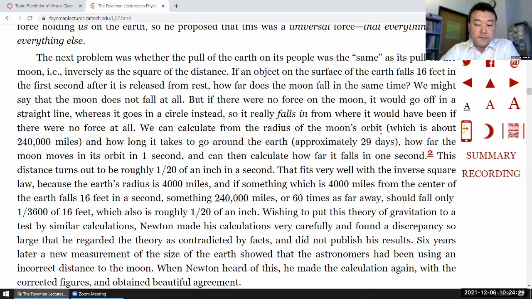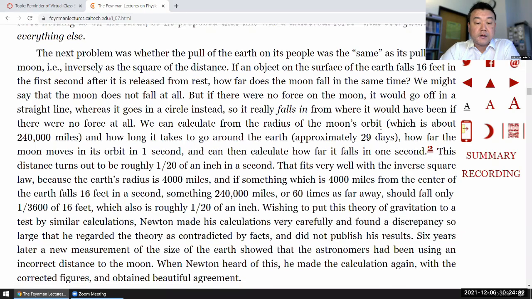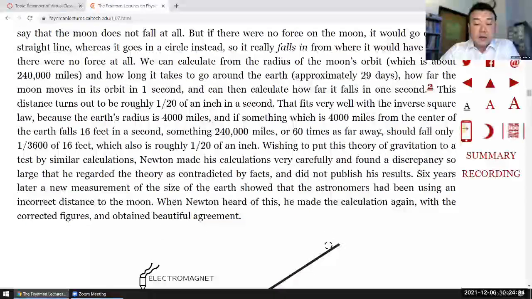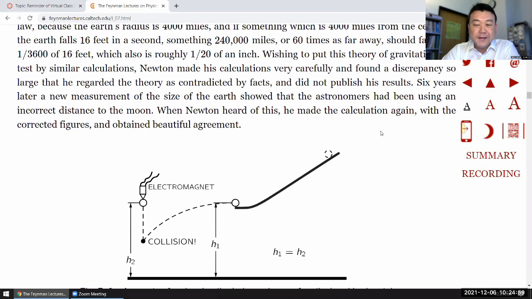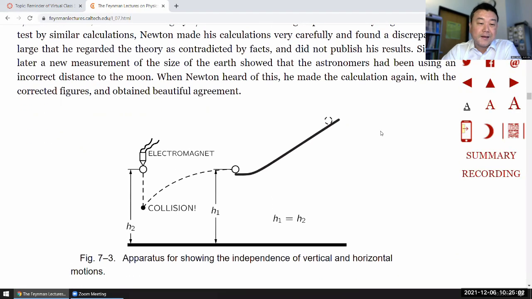Wishing to put this theory of gravitation to a test by similar calculations, Newton made these calculations very carefully and found the discrepancy so large that he regarded the theory as contradicted by facts and did not publish its results. 6 years later, a new measurement of the size of the Earth showed that the astronomers had been using an incorrect distance to the moon. When Newton heard of this, he made the calculation again with the corrected figures and obtained a beautiful agreement.